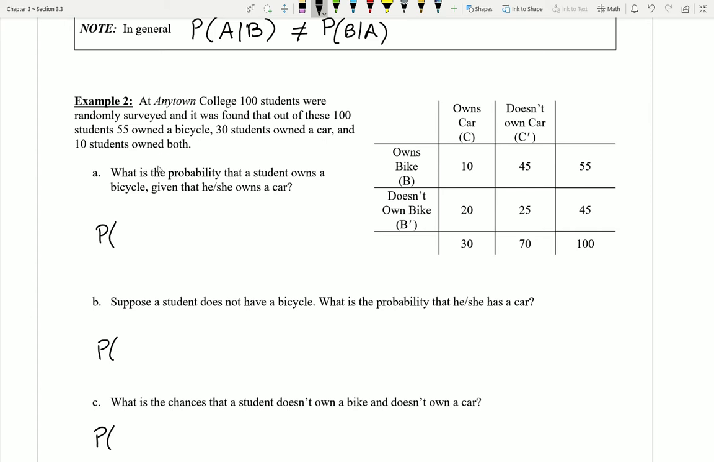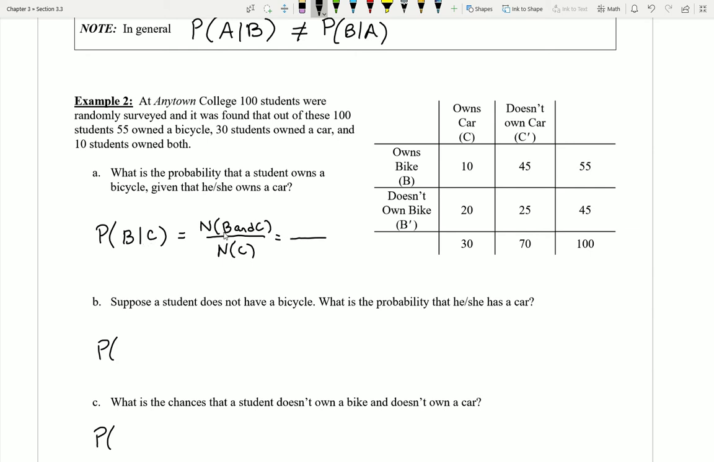All right, let's see what we have here. I want to know what is the probability that a student owns a bicycle given that he or she owns a car. So bicycle given they own a car. Again here I'll notice that I have whole number counts in my table as opposed to percentages. So I'm going to grab the number of people in B and C divided by the number of people in the given group, which is C. That's the way I calculate a conditional probability every single time.